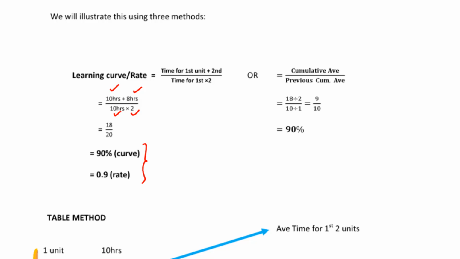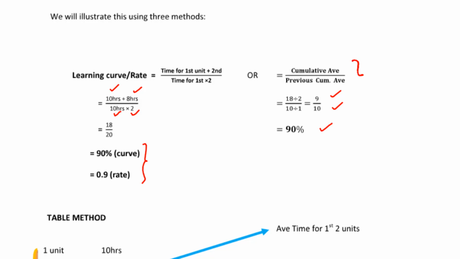Okay, if we had to move the formula around and just change it a little bit, okay, we could rewrite that formula as the cumulative average, in other words current, divided by the previous cumulative average. Now, if I made 2 units and the total time for the 2 units was 10 plus 8, which is 18, the average time is obviously 18 divided by 2 because they're 2 units. So my cumulative average is 9. My previous cumulative average was when I only produced 1 unit, and 1 unit took me 10 hours. So 10 divided by 1 is 10. And that gave you the 90%.